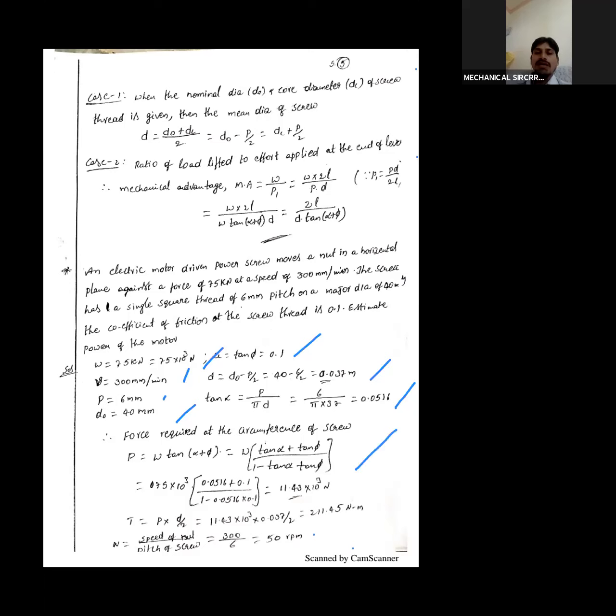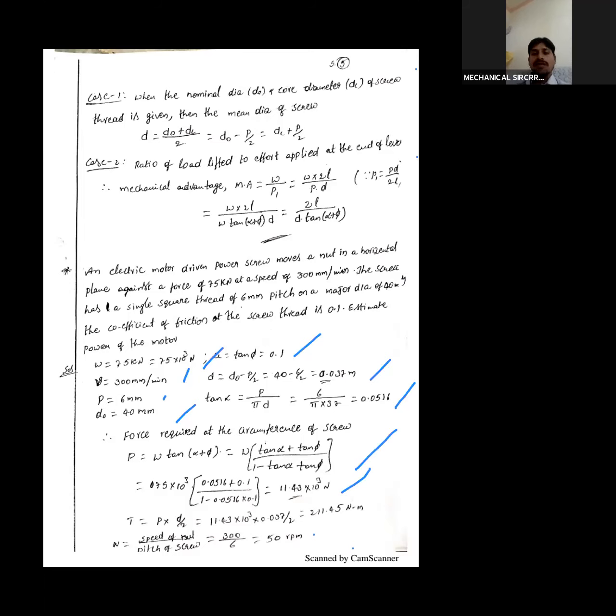Then the given values are substituted in our equation. W is 75 into 10 cube, and tan alpha and tan phi are substituted here. Then the value we get is nearly 11.43 into 10 cube newtons. That is the force required at the circumference of the screw.